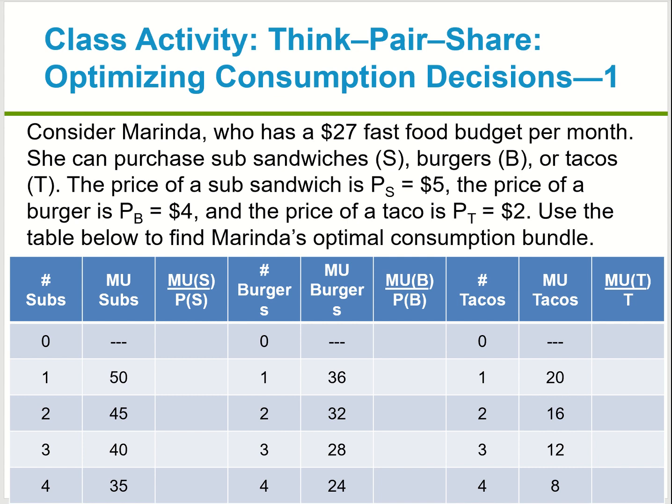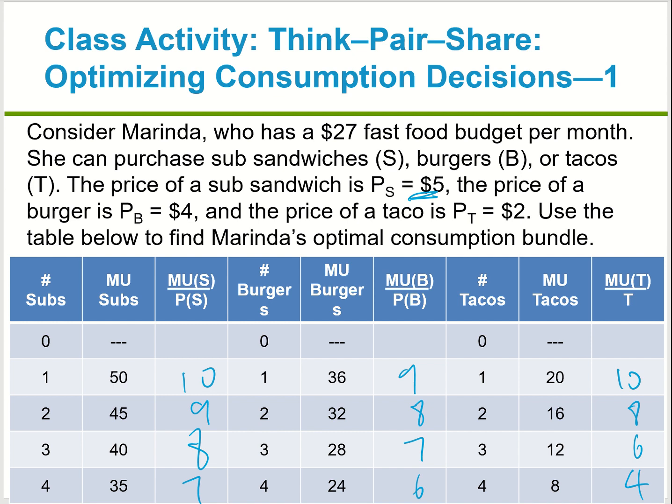All right. So first, we need to fill out this table. First, we need to find the marginal utility for sub divided by the price for sub. Sub is $5, so the first one should be 10, and then 9, 8, and 7. Over here, burger is $4, so 36 divided by 4 is 9, 8, 7, and then 6. And last one, taco is $2 each, so 20 divided by 2 is 10, 8, 6, and 4.